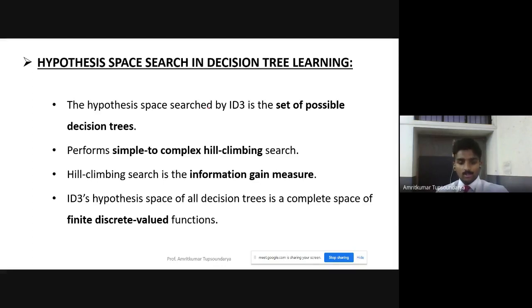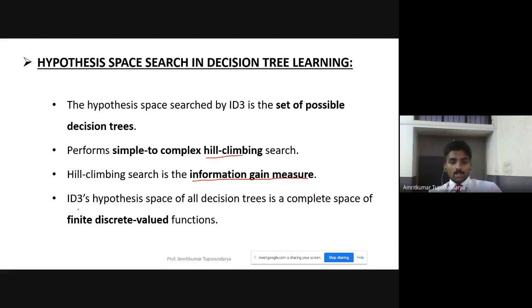Now, what is this hill climbing search? The hill climbing is basically what we compute here: the statistical test that we do on the training examples, the statistical test to compute the information gain. So hill climbing is nothing but the information gain that we measure. That will tell us the attribute that gives us the highest information gain, and that's how we proceed ahead.